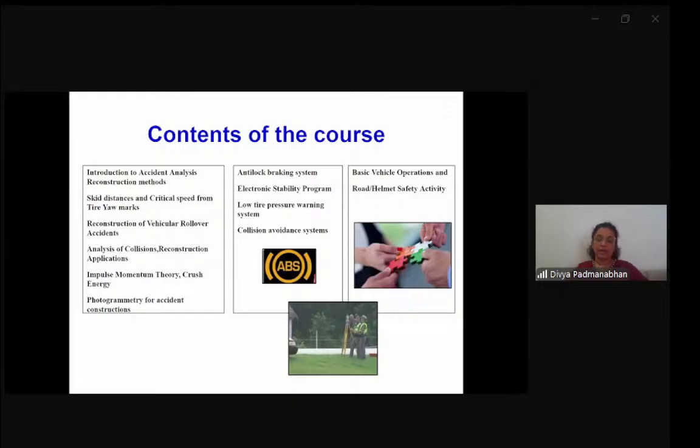Systems which help in either preventing an accident, or systems that activate when an accident happens. So either way, both of them are finally trying to protect the persons involved in an accident. So that's also something that we would look into. And I think that's it about the course.